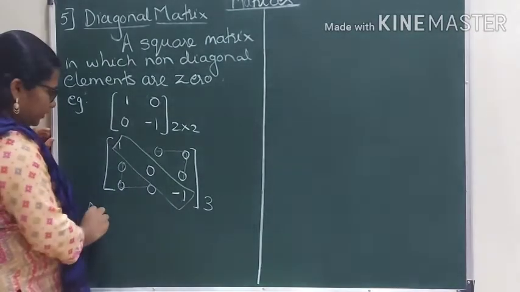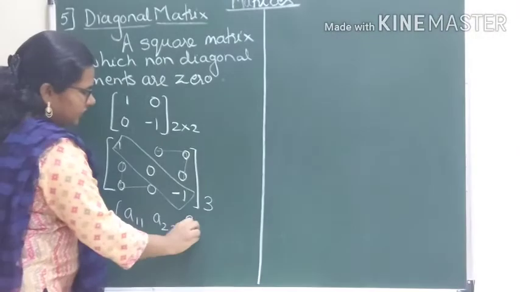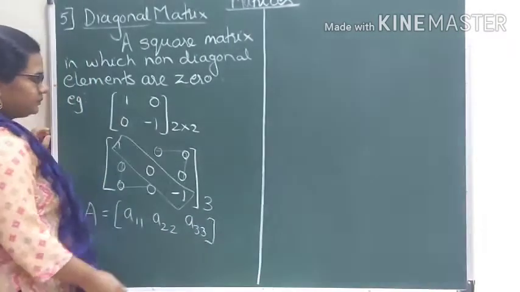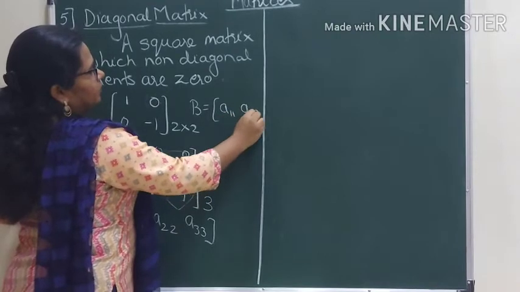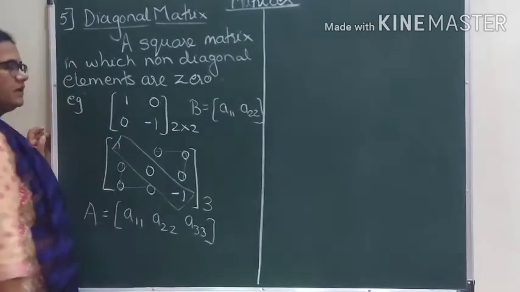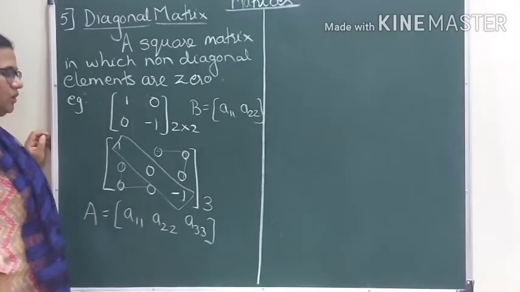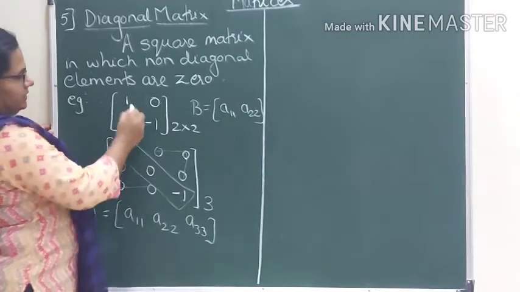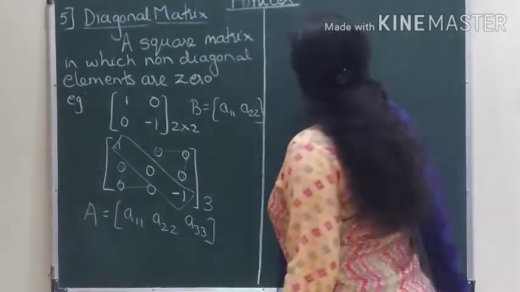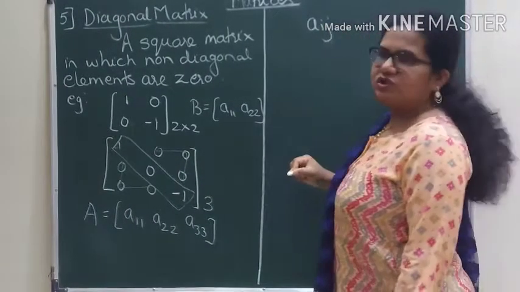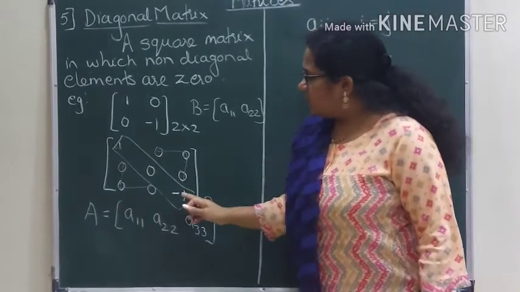They can also be denoted by A is equal to a11, a22, a33. Suppose B is equal to a11, a22, that is the first and this element. So you can denote the diagonal matrix elements in this way also. Now these elements a_ij, these diagonal elements, are denoted by a_ij where i is equal to j. Then they become the diagonal elements.